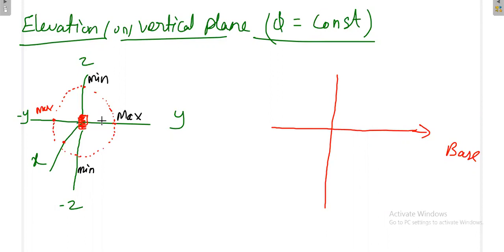Anybody, what is happening? How to measure theta actually? When theta is 0, what is happening? When theta is 0, are you getting maximum or minimum?